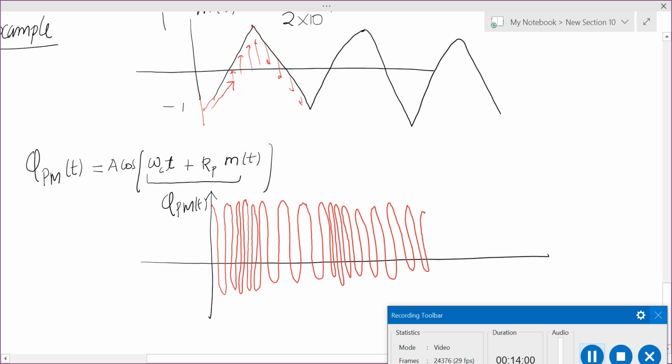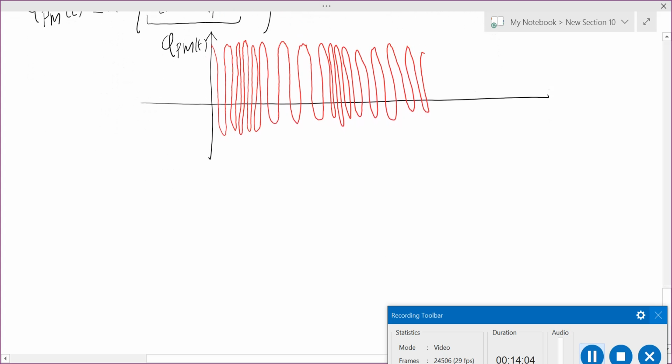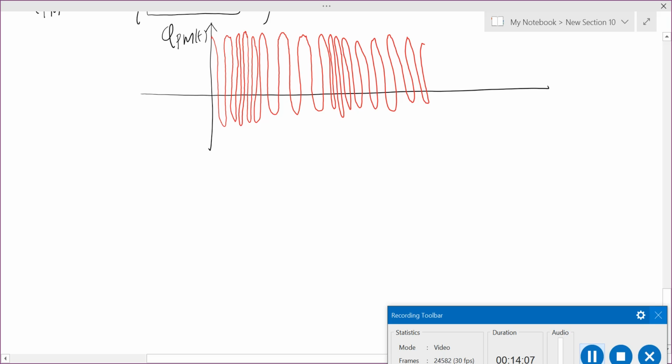Amplitude remains the same. Now the information about the message is hidden in the change in frequency. That is very, very important. It is hidden in the change in frequency. Very high frequency means the message signal has high amplitude, and low frequency means it has low amplitude.